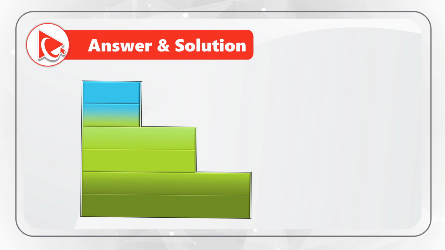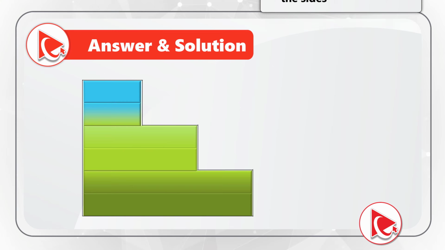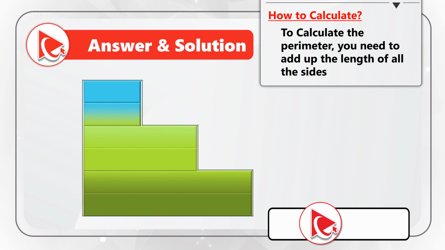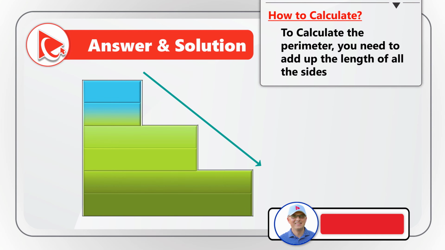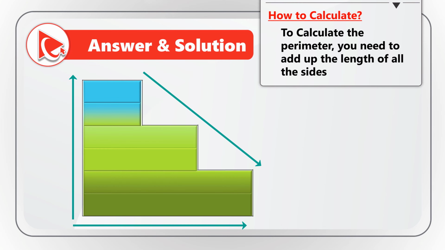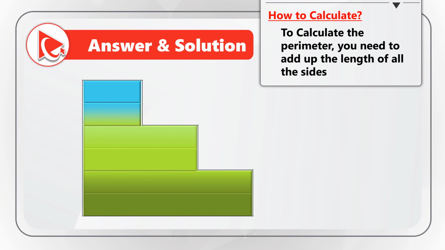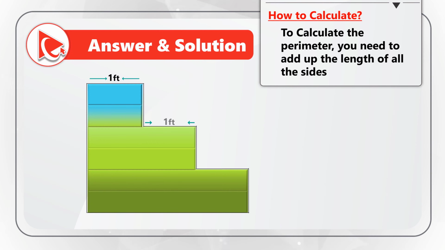As you might be well aware, to calculate the perimeter, you need to add up the length of all the sides. In our object, we're presented with the steps that have measurements. And this object also has solid sides at the bottom and on the left. So first, let's calculate the perimeter of the steps. The top sides are all 1 foot, and the height of every step is also 1 foot.